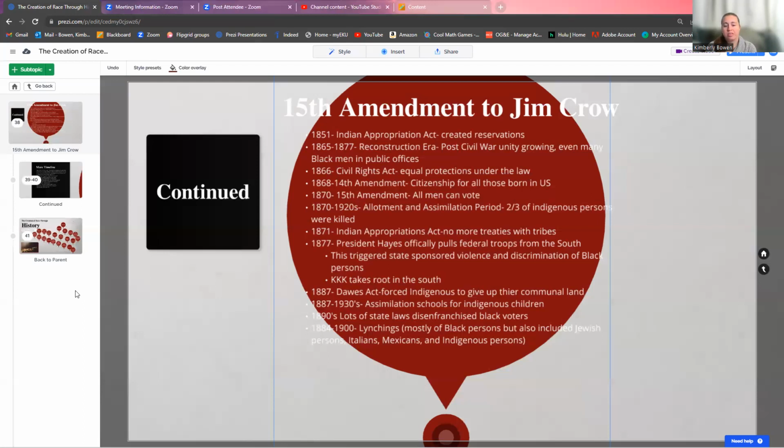In 1877 through the 1930s, assimilation schools were part of the Indigenous children's lives. And again, this is kind of a recap of some of the last stuff, but I wanted to make sure everything was in there. And then in 1884 through the 1900s, lynchings of mostly Black persons, but also included Jewish persons, Italians, Mexicans, and Indigenous persons.